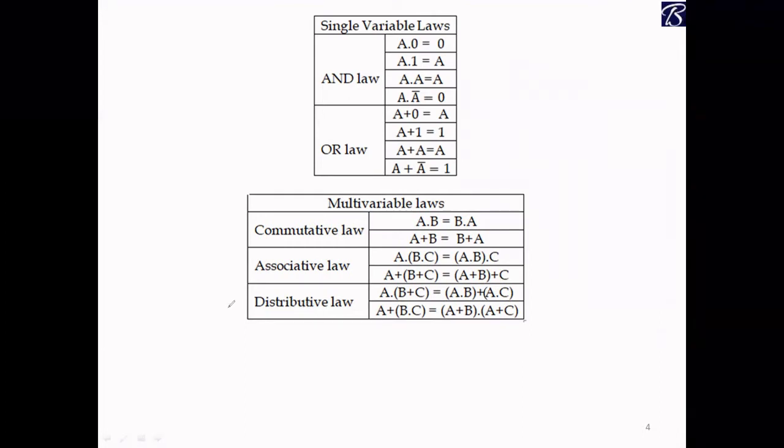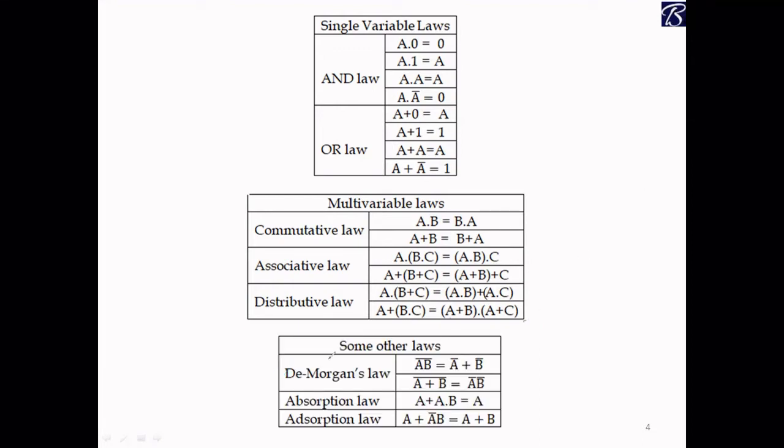Coming to the distributive law, A into B plus C equal to AB plus AC. And also A plus BC equal to A plus B into A plus C. A is associated with B, and A is associated with C, so AB plus AC. So these two laws refer to the distributive law.